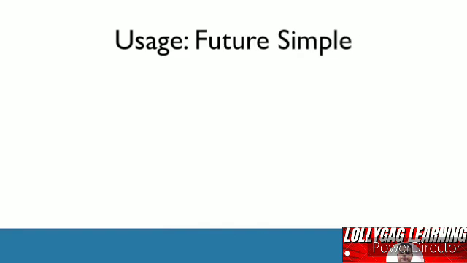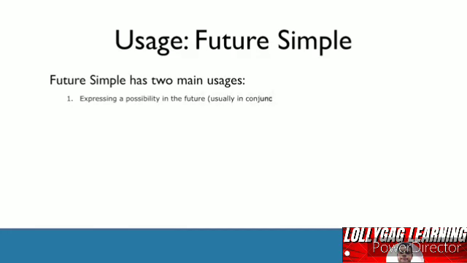Let's move on to usage now. Future simple. Future simple has two main usages. The first one is to express a possibility in the future. And in this case, we usually put in an expression of possibility in our sentence. Expressions such as I hope, I think, maybe, probably.